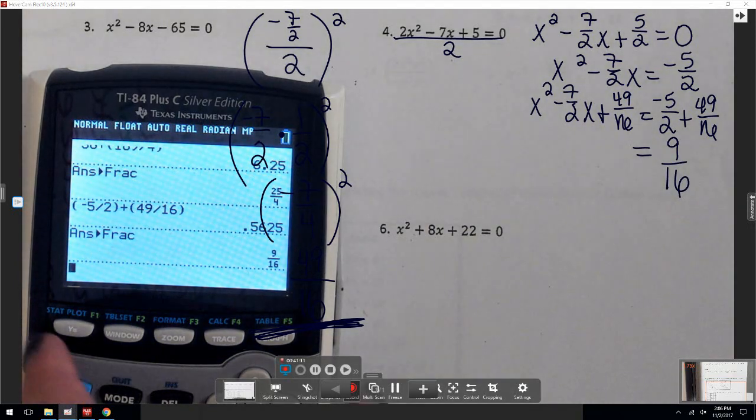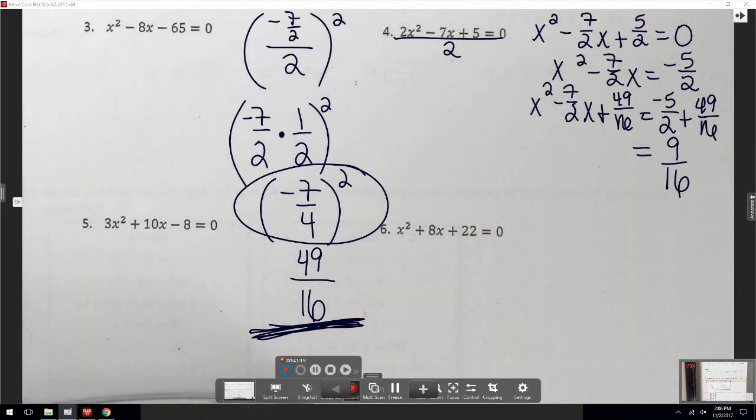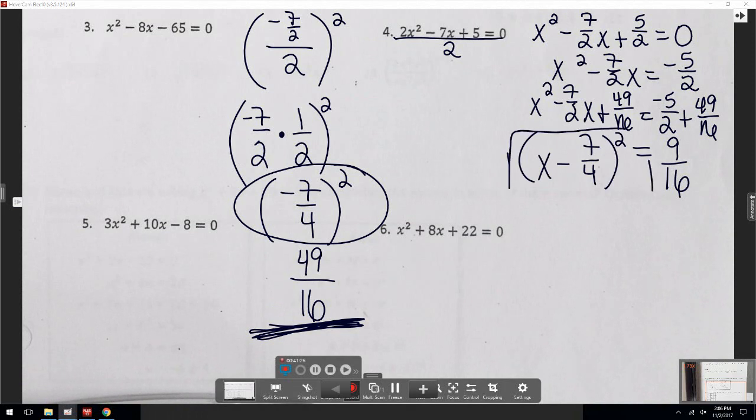And no matter how hard these problems get, you always look right here where it is simplified and squared to cheat. So what do I write? X minus 7 over 4 squared. Square root it. Your homework tonight is to finish number 4, and then we have to do number 5 tomorrow.